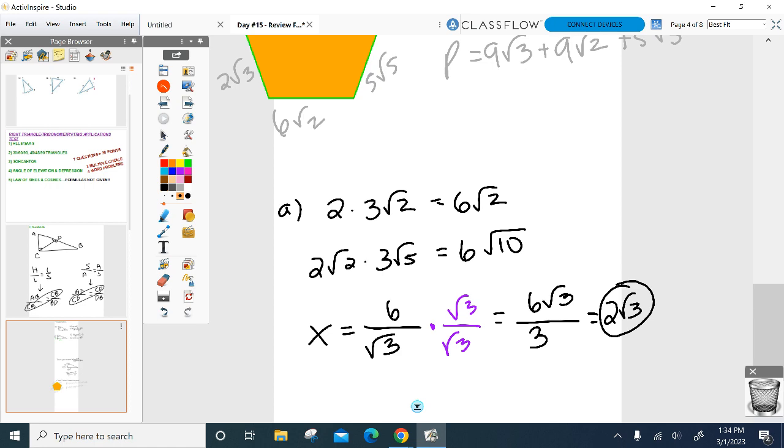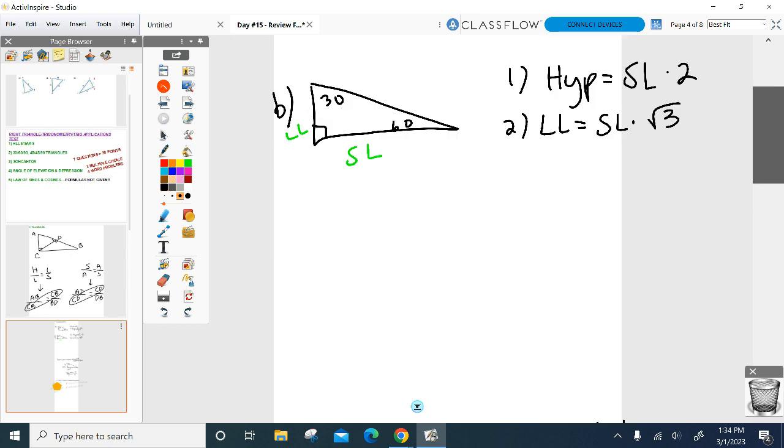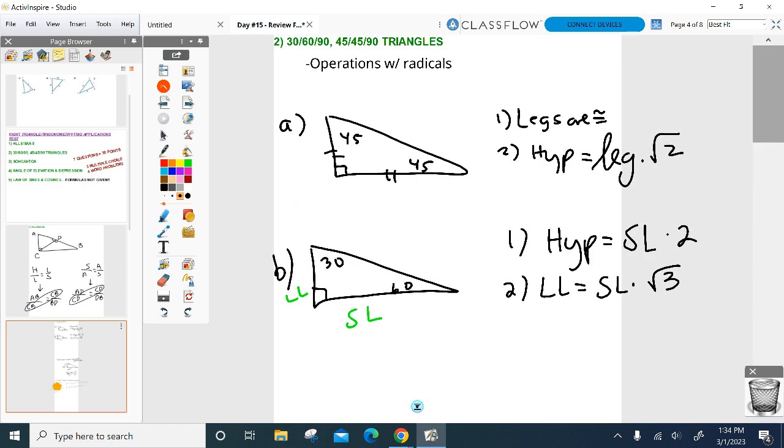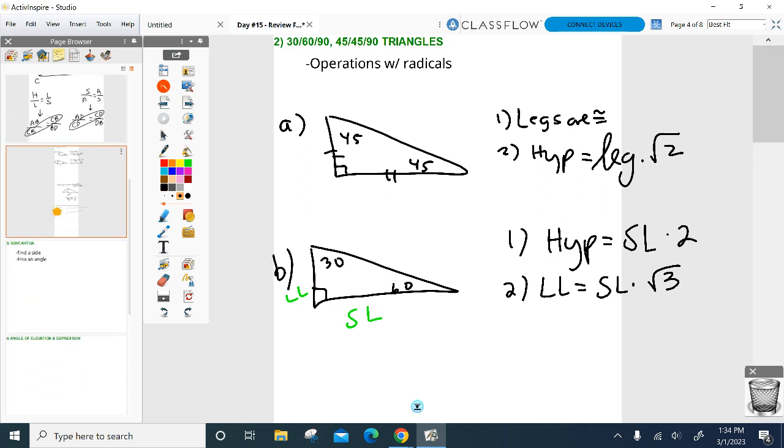All right. Anything on the 30-60-90, 45-45-90? There will be a word problem that involves these. All right, what do I have up next? I think good old SOHCAHTOA, which is still covered up over there.